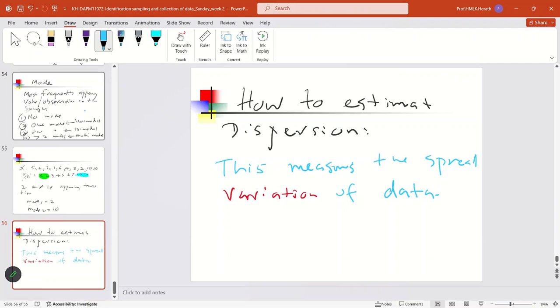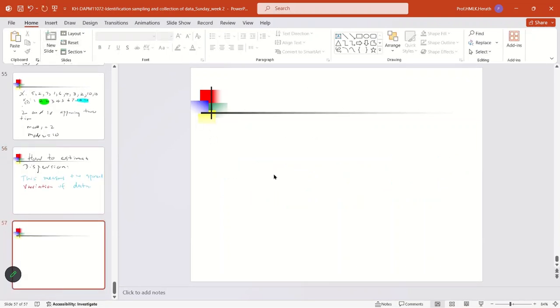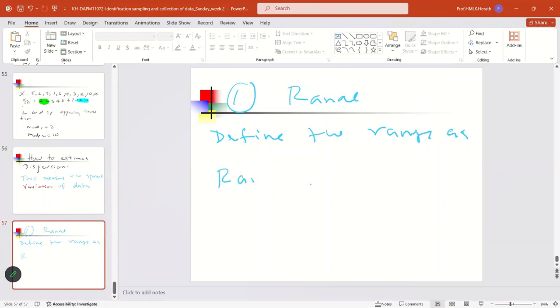The first measure of dispersion that we talk about is the range. We define the range as maximum minus minimum.